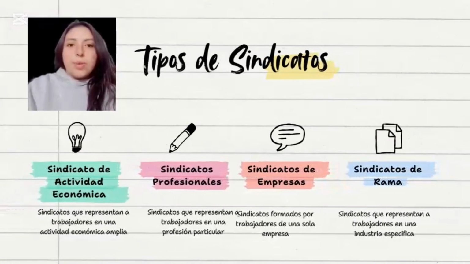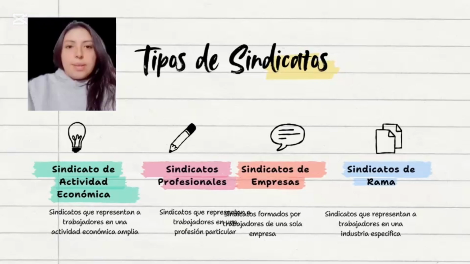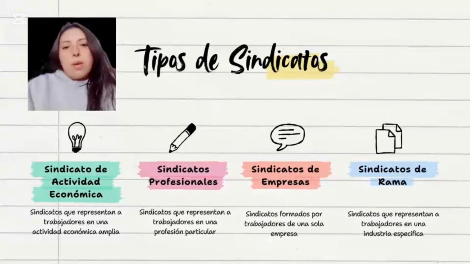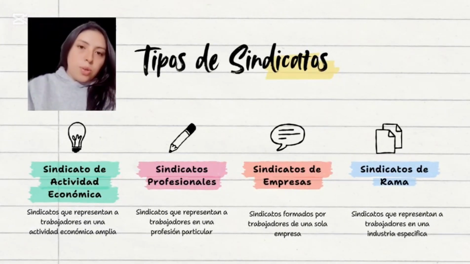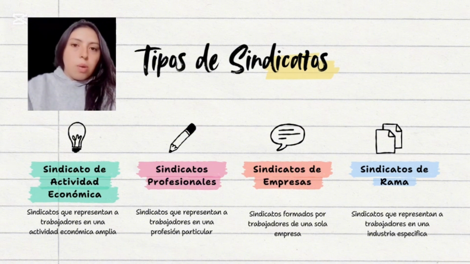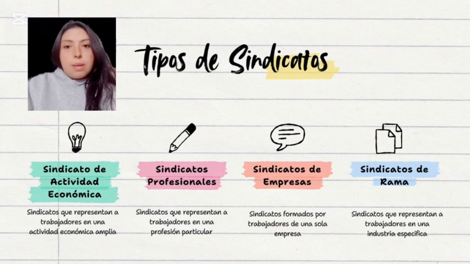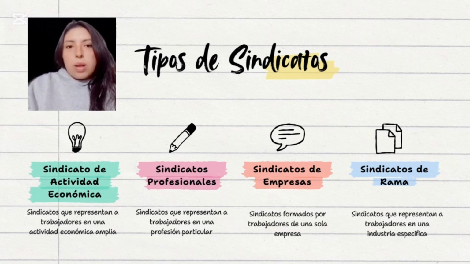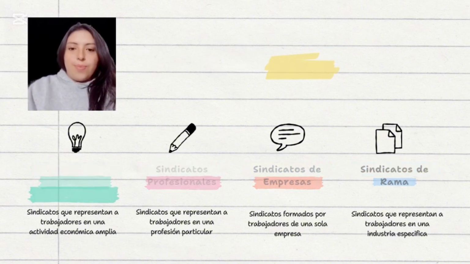Types of trade unions. Let's see these types of trade unions. First, economic activity unions. These unions represent workers in a broad economic activity. Second, professional unions. These represent workers in a specific profession. Third, company unions. These are formed by workers of a single company. And fourth, industry unions. They represent workers in a specific industry.